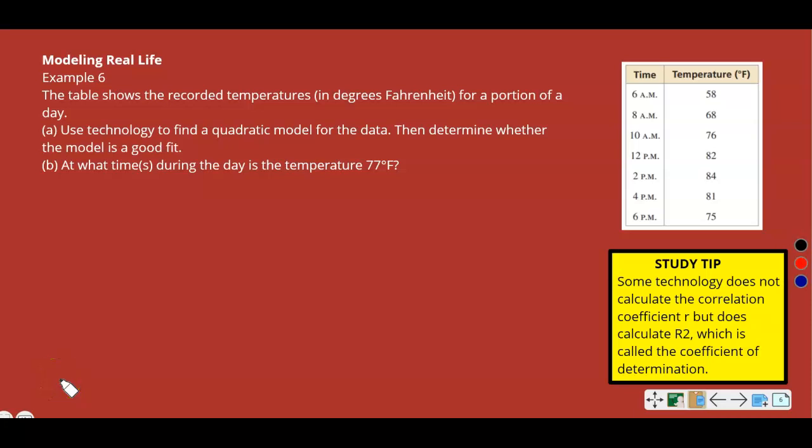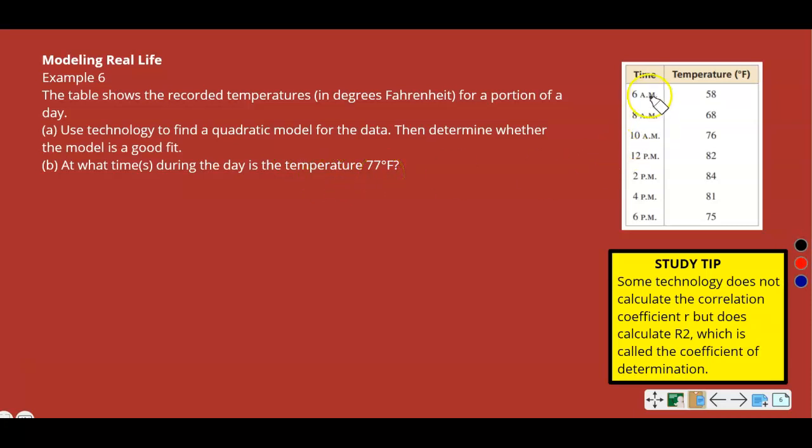This is part 3 of Solving Quadratic Equations by Graphing. We are on example 6, Modeling Real Life. The table shows the recorded temperatures in degrees Fahrenheit for a portion of the day. Use technology to find a quadratic model for the data, then determine whether the model is a good fit. At what times during the day is the temperature 77 degrees?